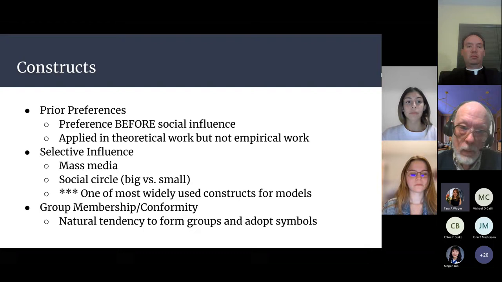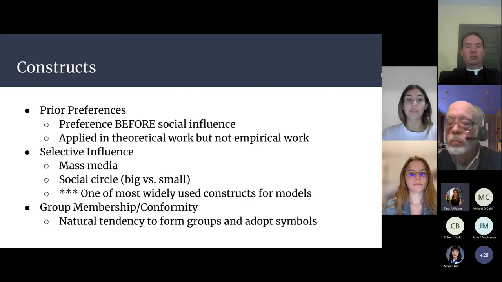Okay, and then we have constructs. So these are just different types of influence with fashion trends. First, we have prior preferences. So this is someone's fashion preference before any social influence comes into play. Then there is selective influence, such as mass media or one social circle. And then we have group membership and conformity. So if you identify with a group, then you are likely going to adopt that group's fashion style.